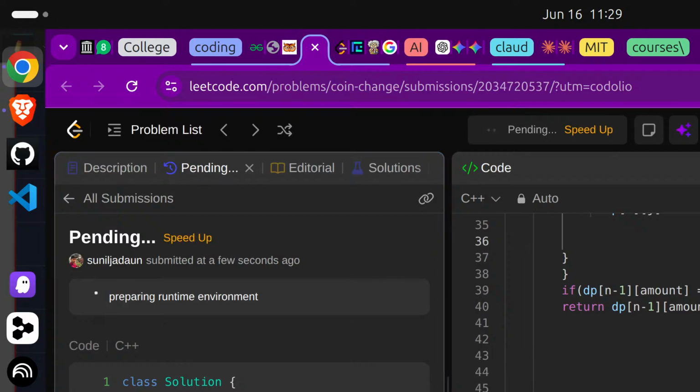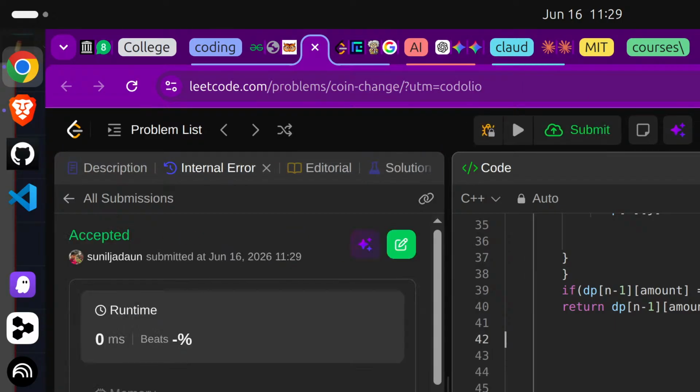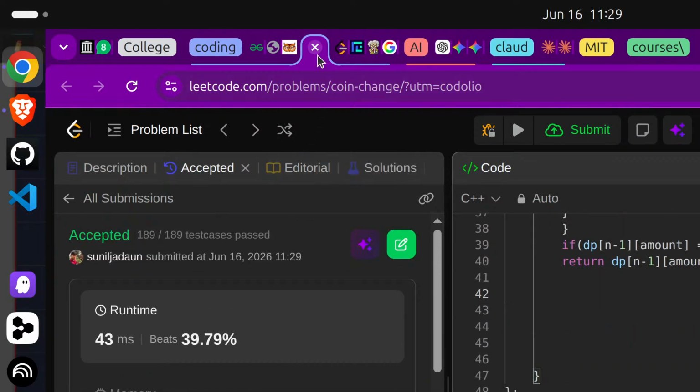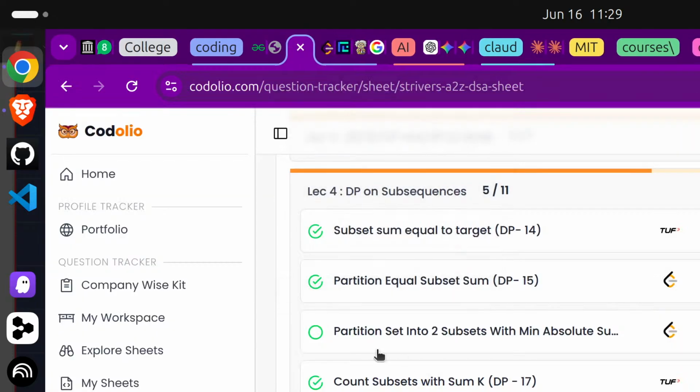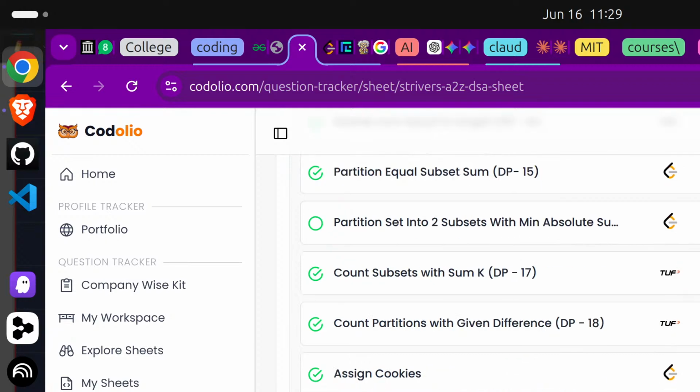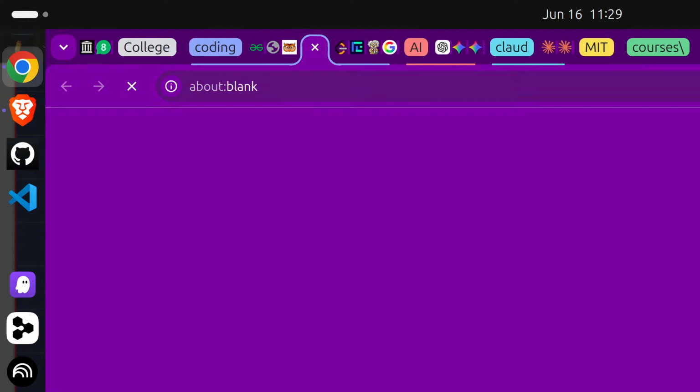Now it should work. Okay, so runtime is good. I think it's good. Let's move to next question. We have done this. Now we have this target sum question. We can do this also.